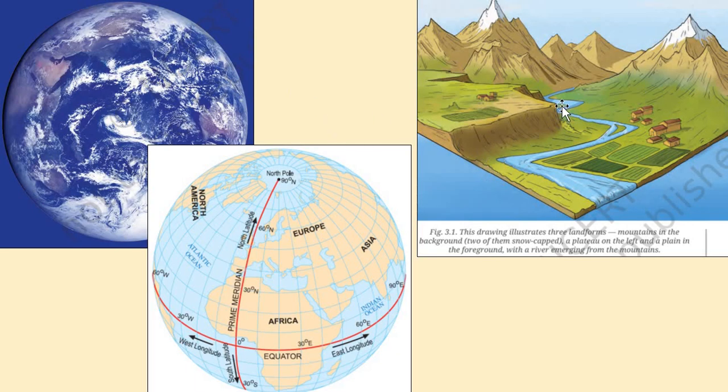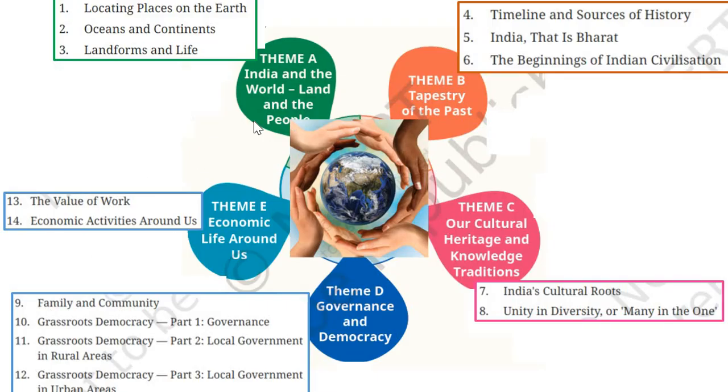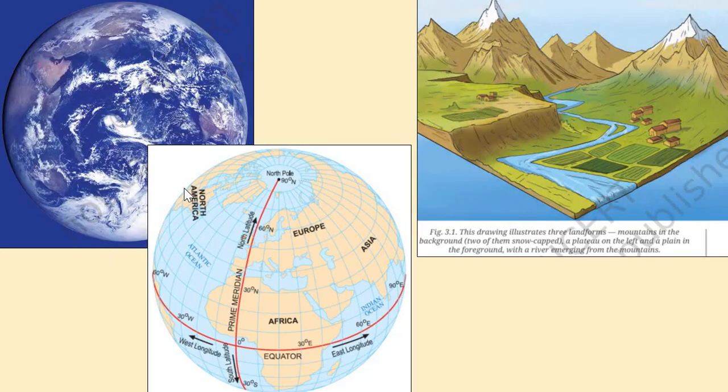See the picture over here. This is taken from this theme A section. Okay, let me again show you. So theme A, India and the world. Here basically we have 3 chapters. These are the 3 chapters. Each one, you see, you will learn about the world. Here, in this figure, you will see 3 landforms: mountain, plateau, and then the plains, where you can also see the rivers emerging from the mountains and all that.